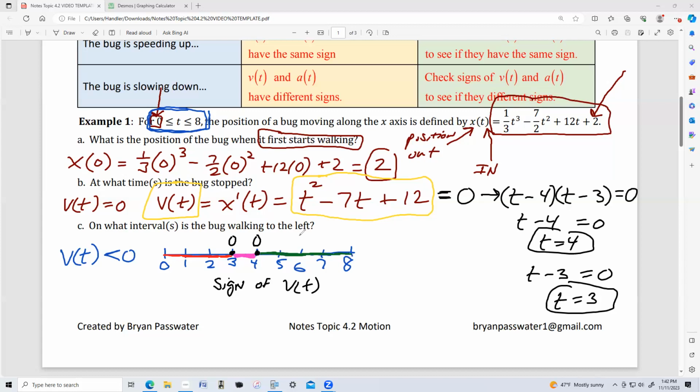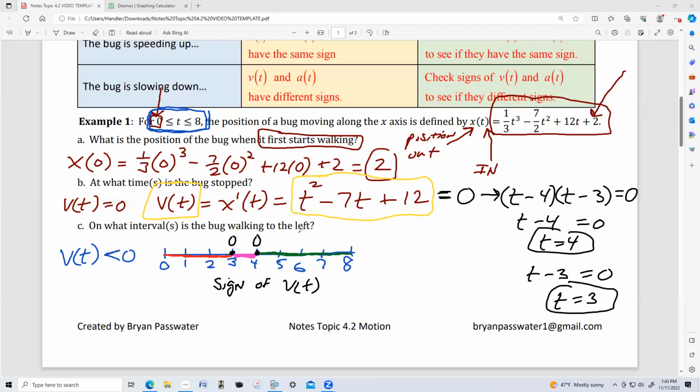So really, to do this sign chart to figure out where it was walking to the left, I have to pick a test point. I have to pick one test point between 0 and 3. I have to pick another test point between 3 and 4. And then I have to pick a final test point between 4 and up to 8, so that we can look at the sign, and the sign will tell us if it was moving left or right. When we plug into the velocity function, negative indicates walking to the left, positive would indicate walking to the right.